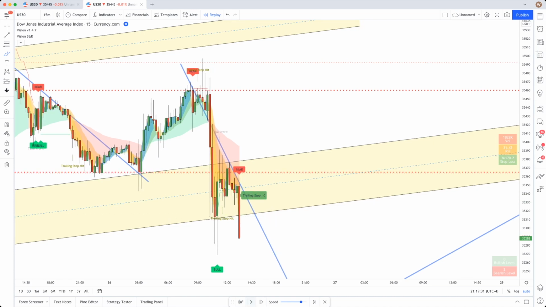Again, if you're watching your Vision SNR, I don't know if there's anybody in here that's not a Vision subscriber, but the Vision SNR is a free indicator. And these little red lines here, you'll see some green ones every now and then too. Green is support, red is resistance, yellow is breaking through. And that's a free indicator. You can find it on TradingView. Just type in Vision SNR and it should pop up.